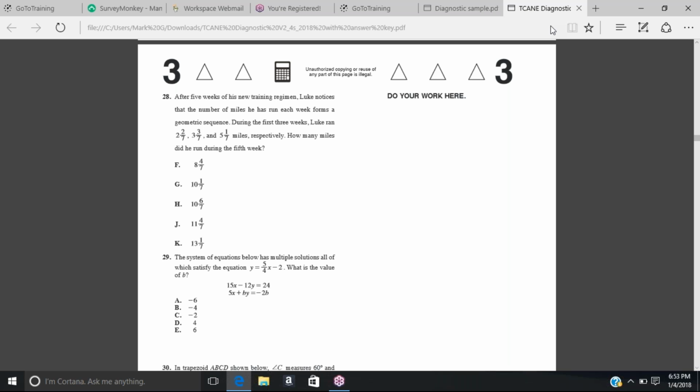2 2/7 is 16/7. 3 3/7, it's 24/7. Let's convert them both. 16 and 24. What's the ratio between them? 24 is 8 more than 16, which is half of 16 on top of it. It's a 50% increase. I'll say that again. To go from 16 to 24, we know is a 50% increase. Let's see what happens between the next 2 weeks.